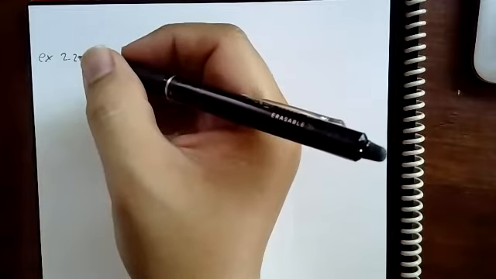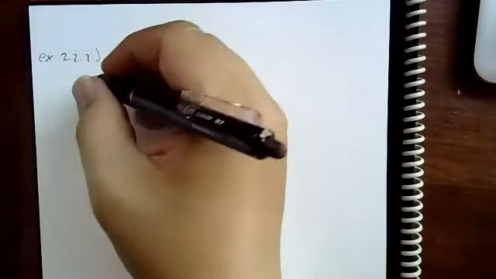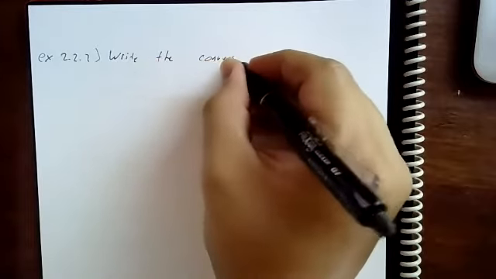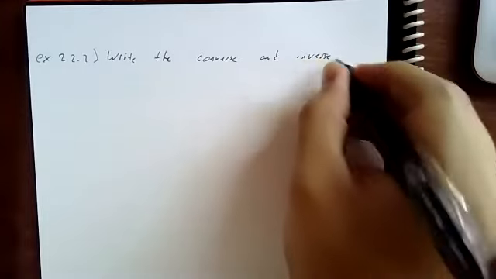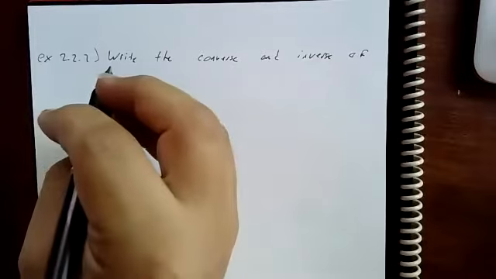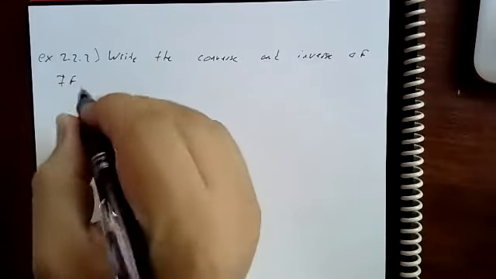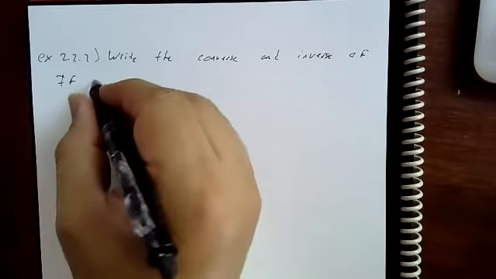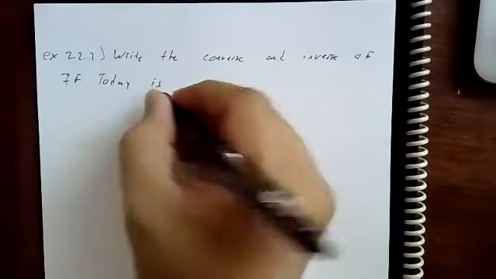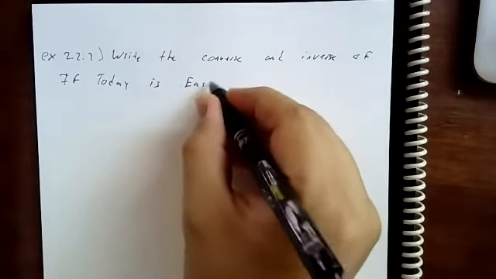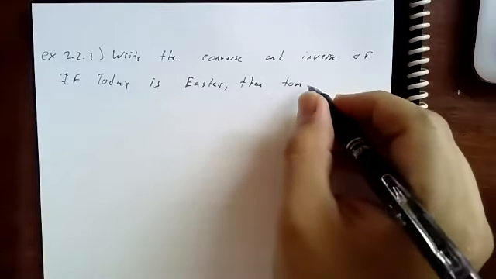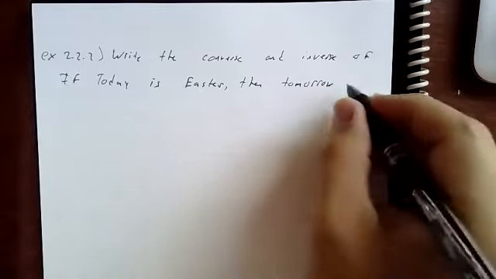Example 2.2.7. The converse and inverse of the following: If today is Easter, then tomorrow is Monday.